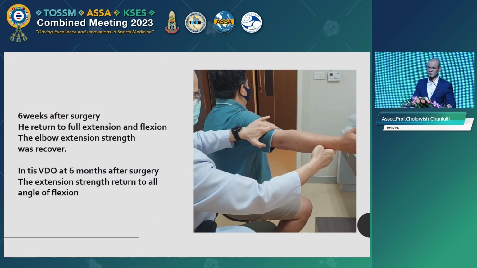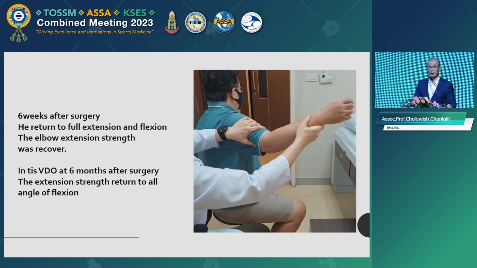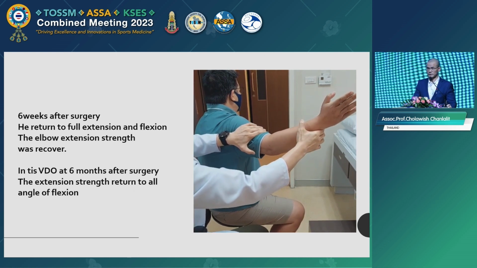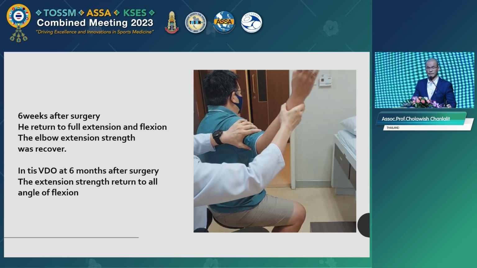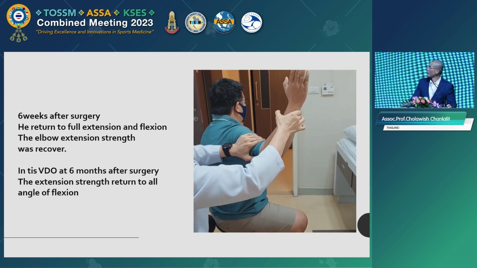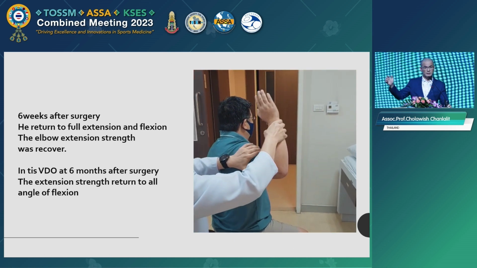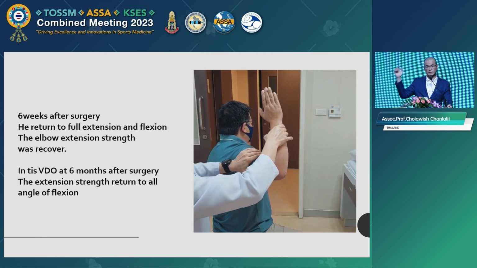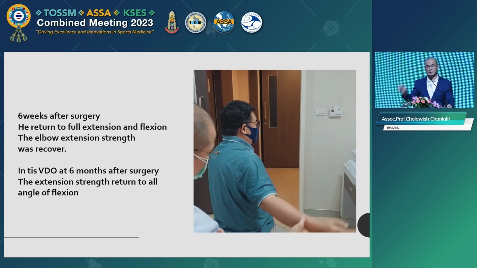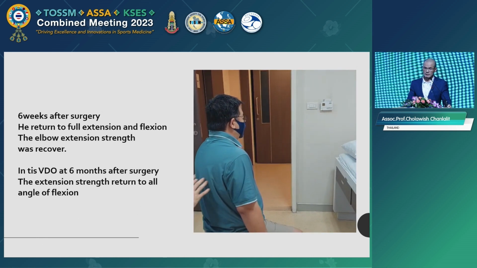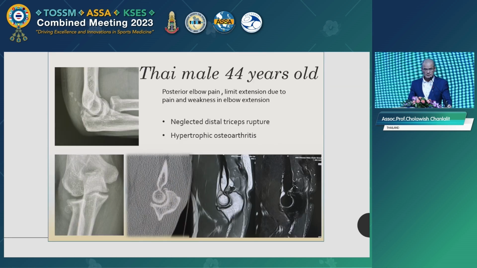This is the strength of the elbow; the triceps force is quite strong. I tried to test in extension at 30 degrees, 45, 60, and 90. Yeah, that's me, okay? And this is another case.